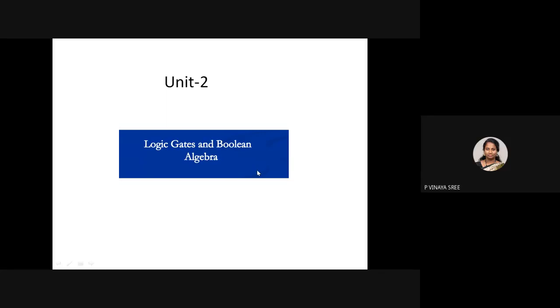In your notes, Unit 2. Definitely this subject, whatever I'm explaining, try to write it as it is in your notes. So we will start with the logic gates.